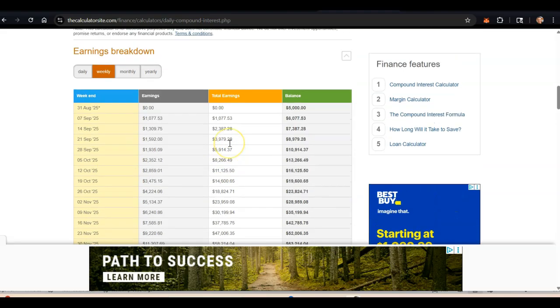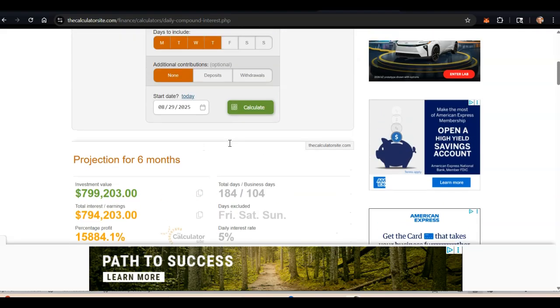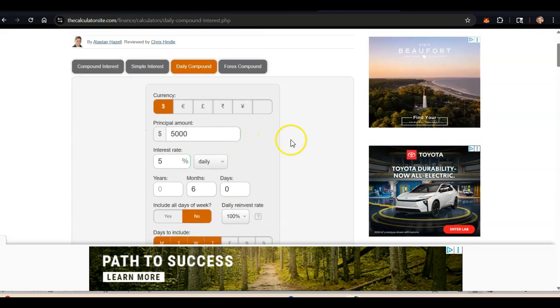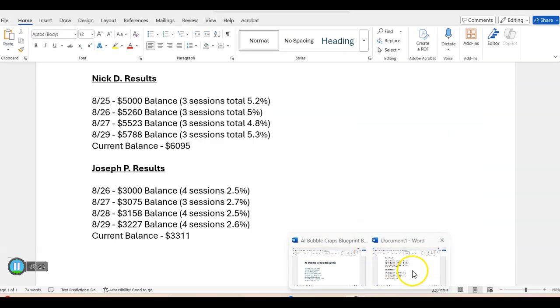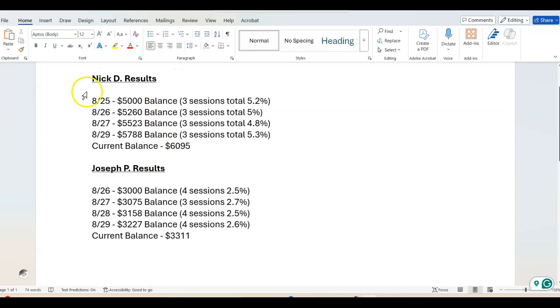So I just wanted to show you what's possible. So that is AI Bubblecraps Blueprint. And again, these are real results from Nick and Joseph in their first week playing live. So I will be back with more information. I'll be back showing you guys what other people are doing and showing me on a daily basis.